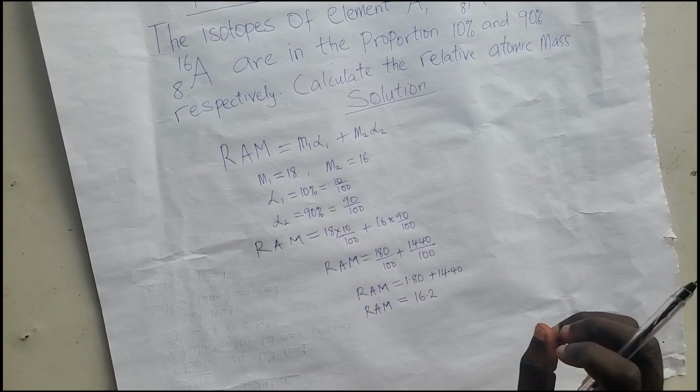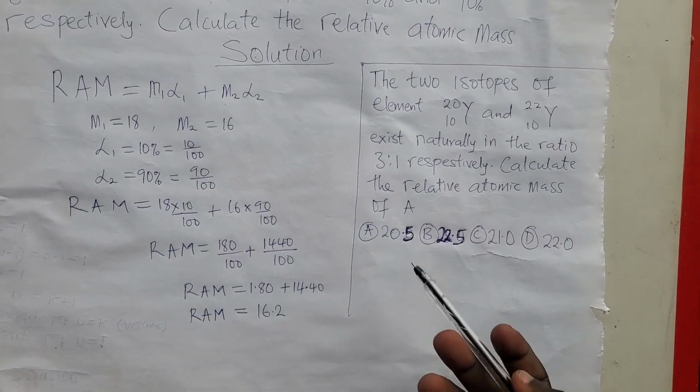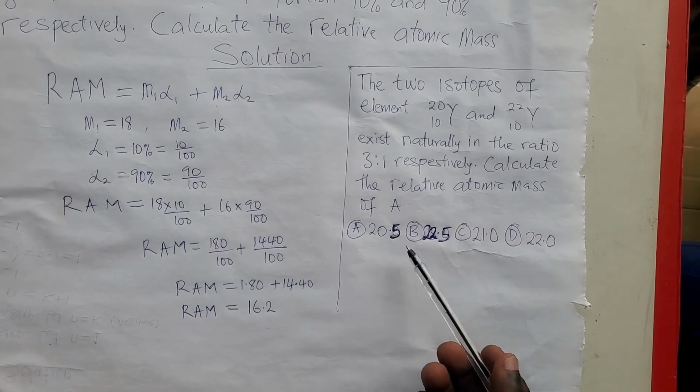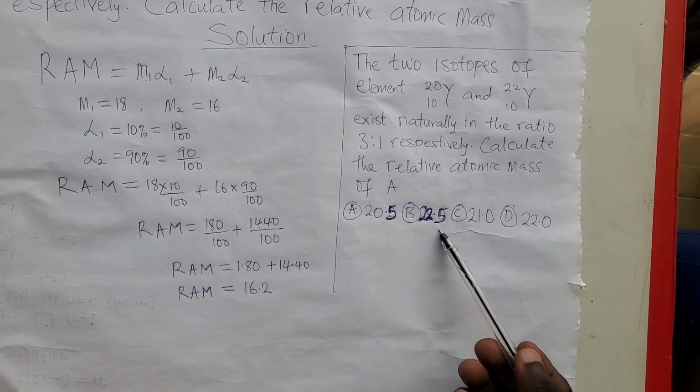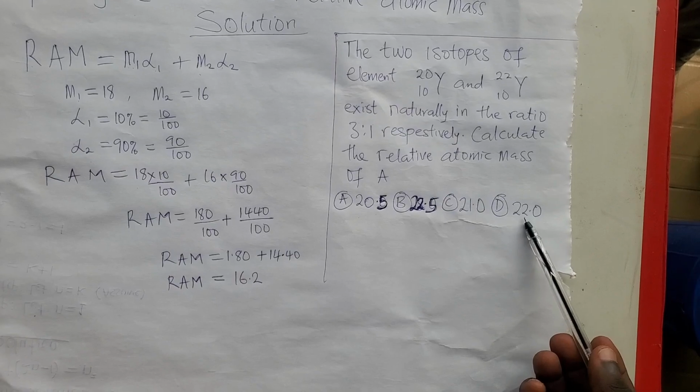So I will give you one for you to solve. Drop your answer in the comments. Okay, now you solve this. Drop your answer in the comments. Option A says 20.5. Option B says 22.5. Option C says 21.0. Option D says 22.0.